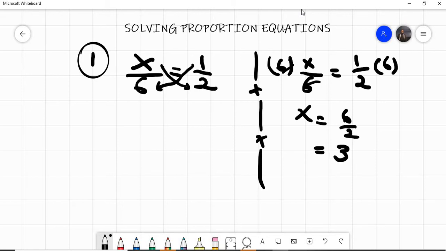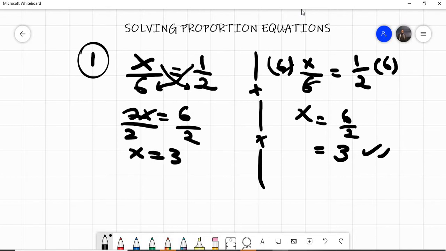If we cross multiply, we're gonna get the same answer. Now we're gonna cross multiply. So 2 times x is gonna be 2x, and then 6 times 1 will be 6, and then we divide this one by 2, and this side by 2. So x equals 3.